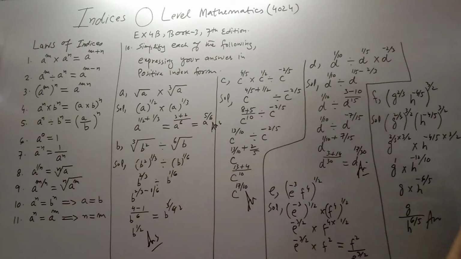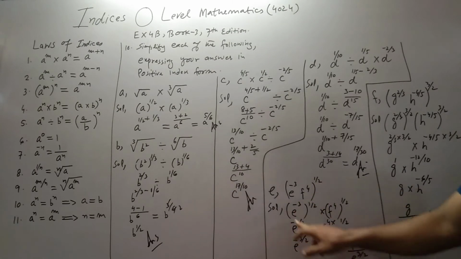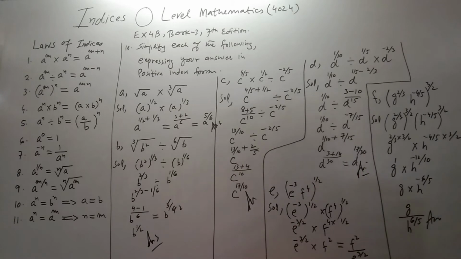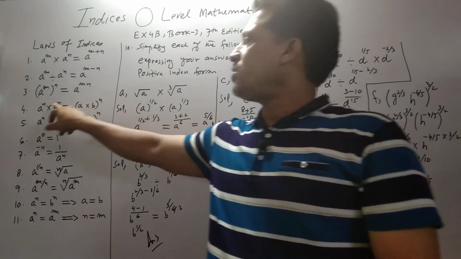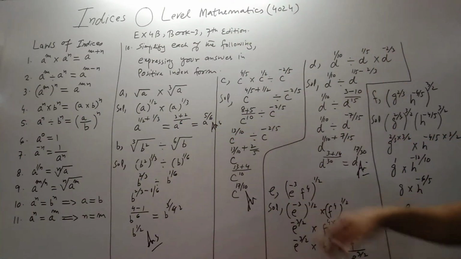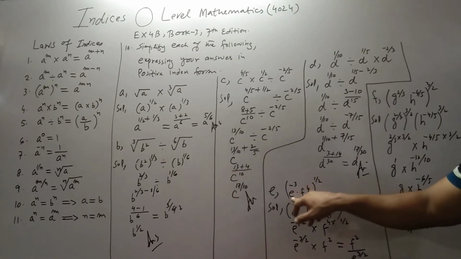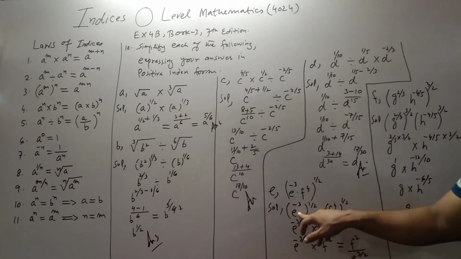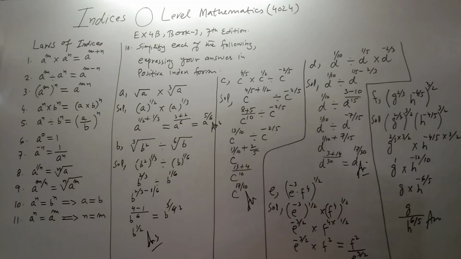Look at part E. Part E is e to the power minus 3 f to the power 4, the whole power is 1 upon 2. Now apply which law? This law: a into b to the power n is equal to a to the power n multiplied by b to the power n. So these two are multiplied because there is no sign. So this 1 upon 2 is applied on e to the power minus 3, so this becomes e to the power minus 3 to the power 1 upon 2, multiplied by f to the power 4 to the power 1 upon 2.